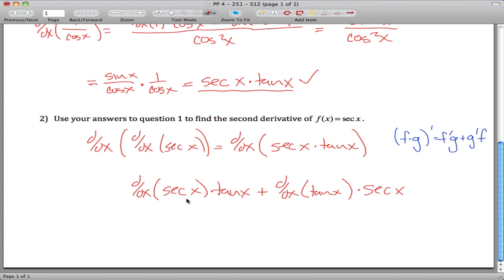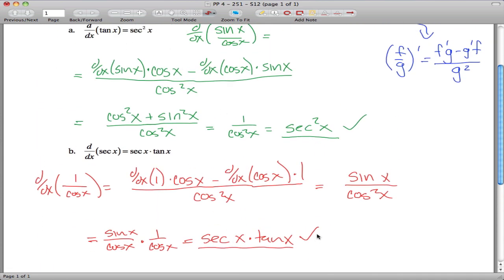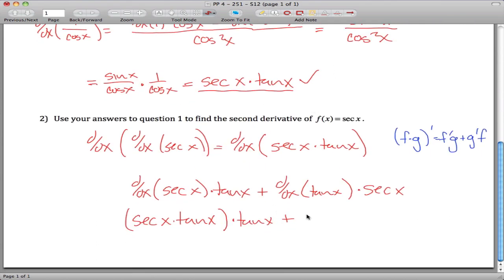And these are all things we know. The derivative of secant we figured out in 1b. That is secant times tangent. I'll leave the parentheses up to emphasize where stuff came from. And the derivative of tangent, we figured that out too. That's secant squared. So we got secant squared of x, and then this secant right here. So what we get for our final answer is secant of x times tangent squared of x plus secant cubed of x.